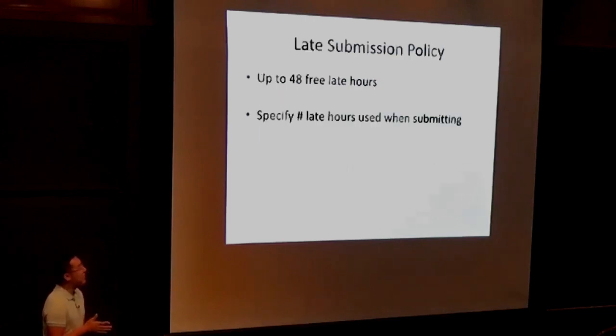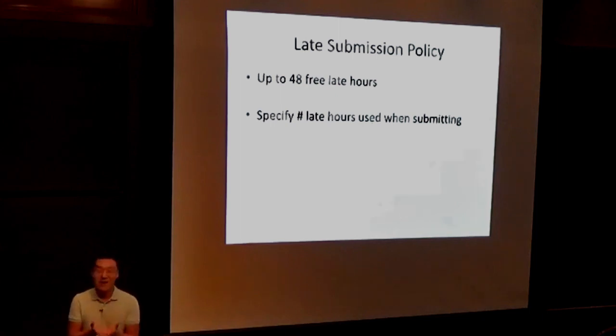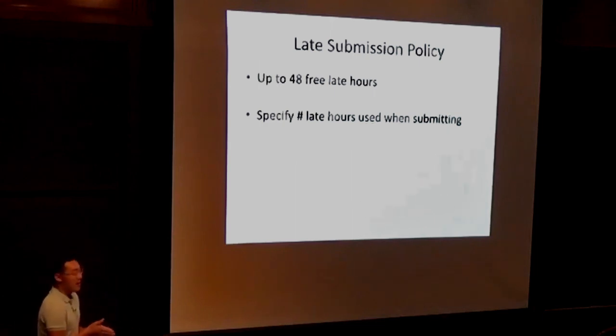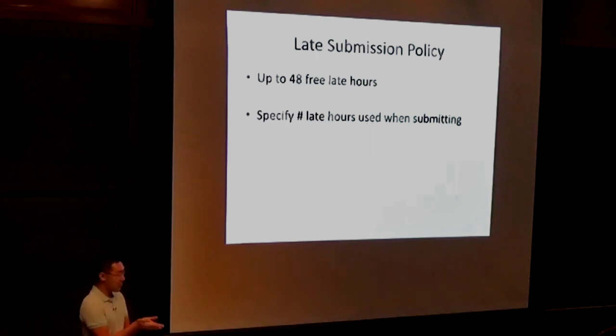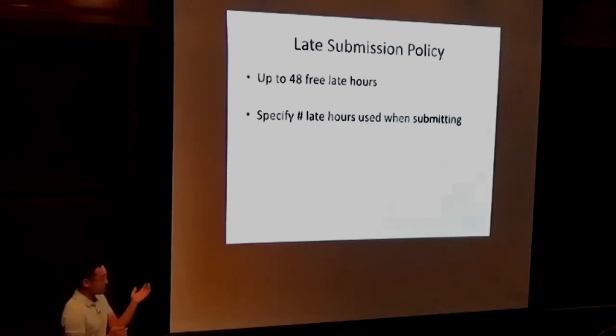Okay, there's a late submission policy, up to 48 free hours in increments of 1 hour each. So if you submit a homework, let's say it's due next Wednesday at 9 p.m. and you submit it at 9:15 p.m., you've used up 1 hour of late homework availability credits. And you should specify the number of late hours used when submitting. We will also keep track of that on Gradescope, and we keep account of that.